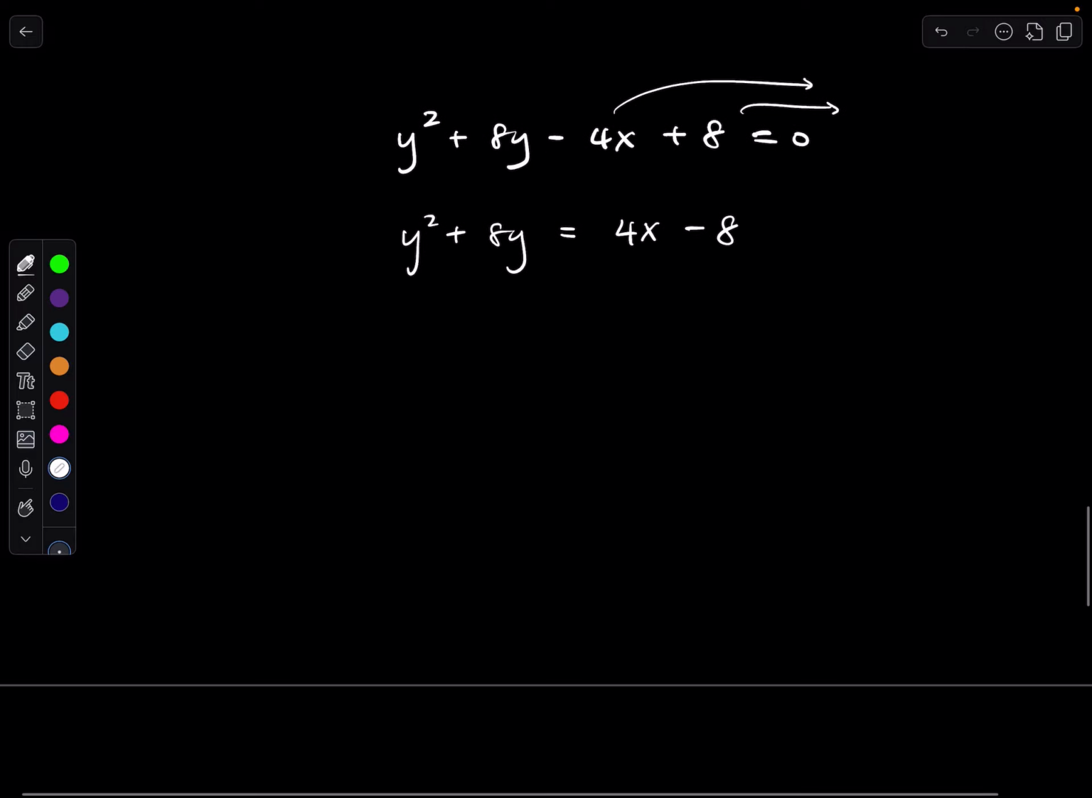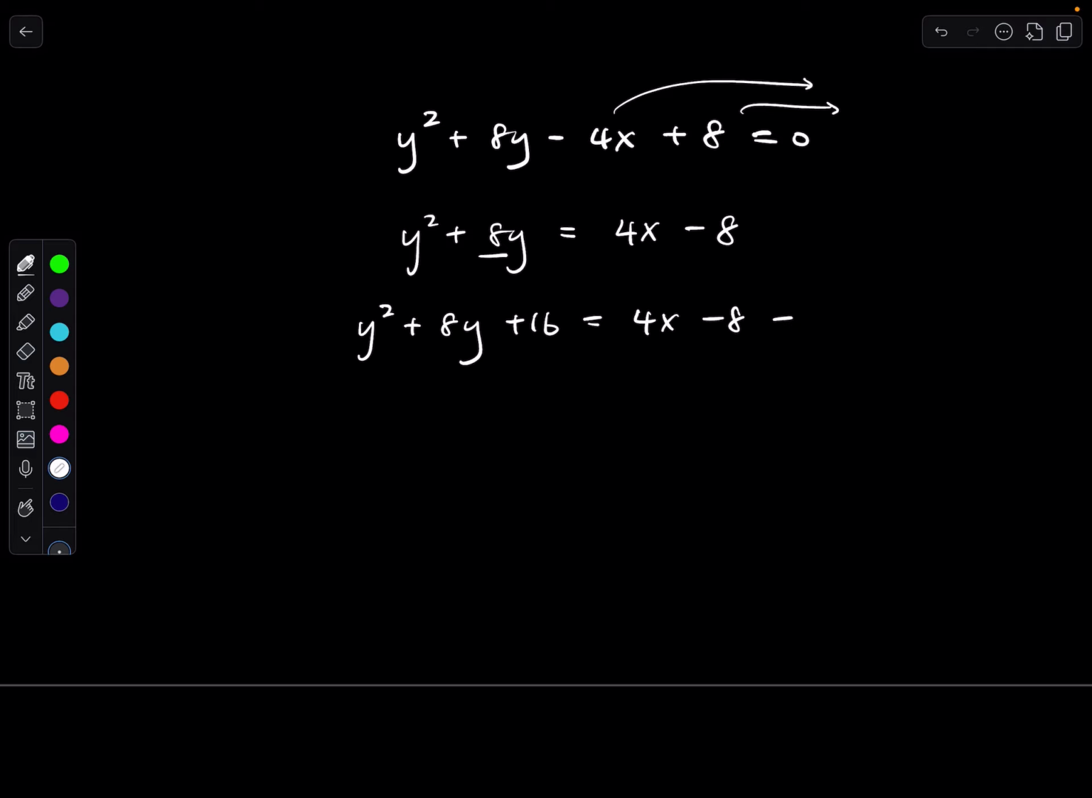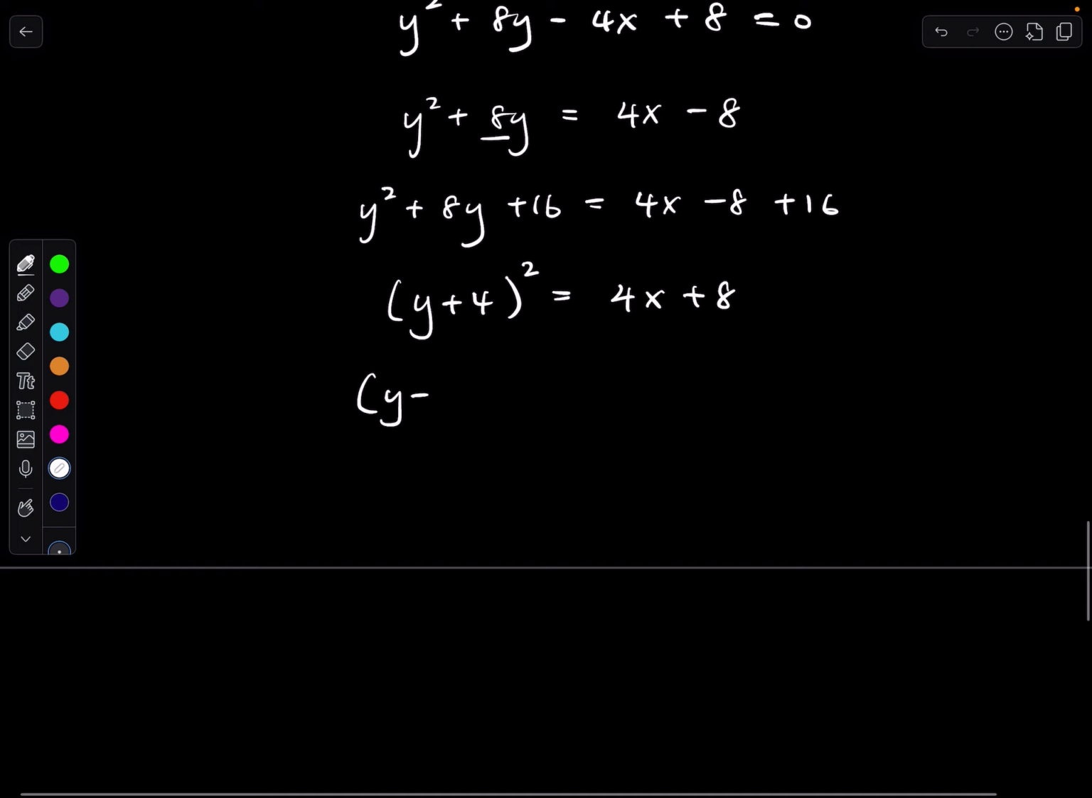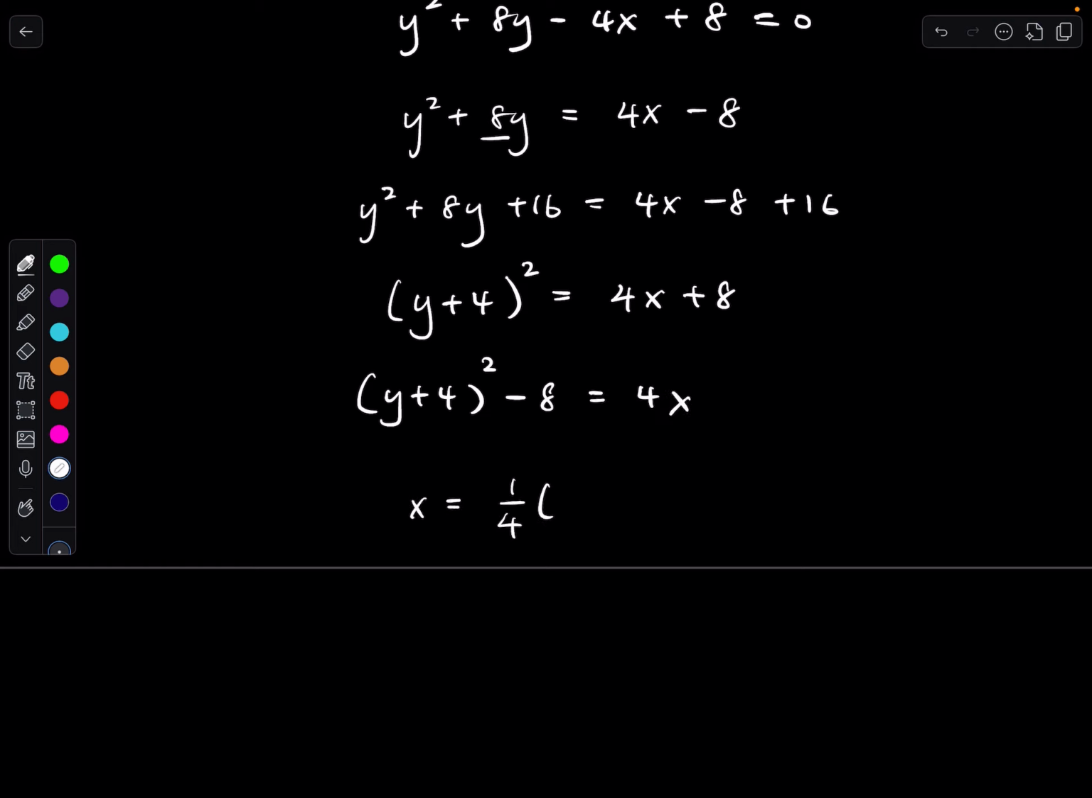You will do completing the square on the left side. You've got y squared plus 8y. You take this number, divide by 2, that's 4, square that, 16. You add 16 on both sides. Once you did that, you're going to condense it to (y plus 4) squared. And here you have 4x plus 8. You subtract the 8 over, and you're going to divide by 4. When you divide by 4, you get x equals 1/4 (y plus 4) squared minus 2.